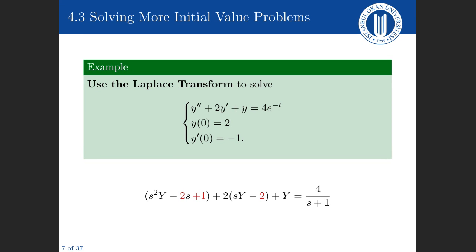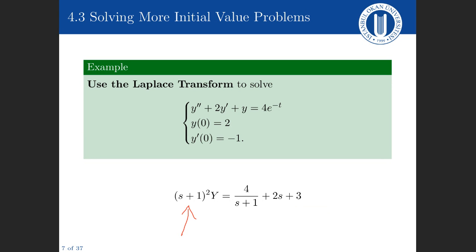Now let's rearrange to find capital Y. On the left side, we have s squared plus 2s plus 1 multiplied by capital Y, and then the extra terms, minus 2s plus 1 minus 4, which we can move over to the right side. I also want to factorize s squared plus 2s plus 1, and I want to put the whole of the right side over the same denominator.